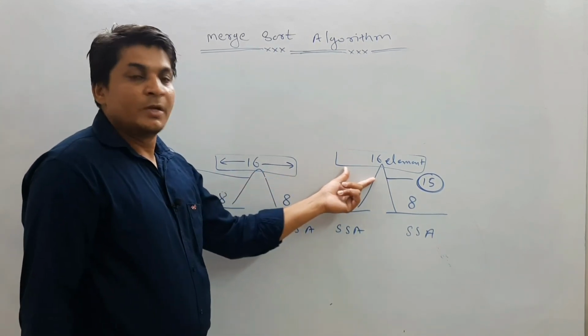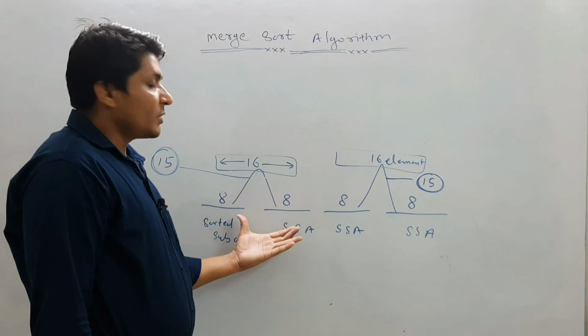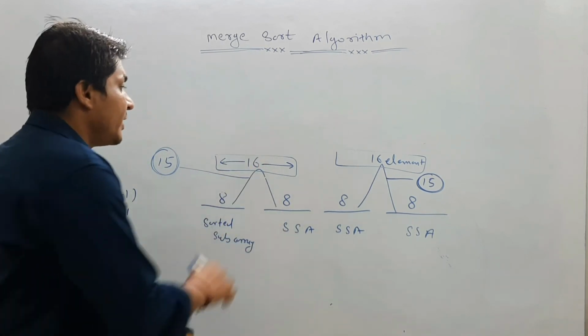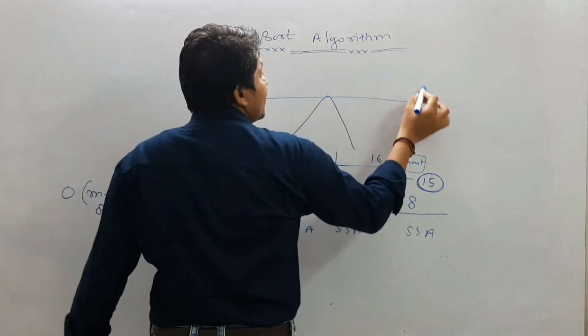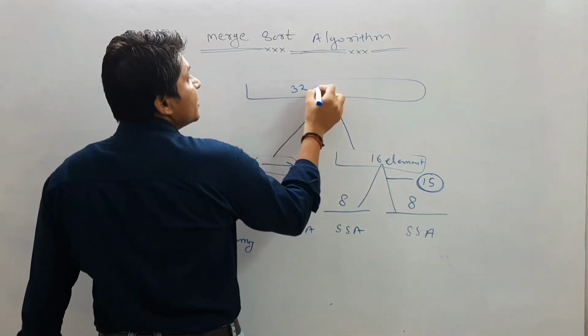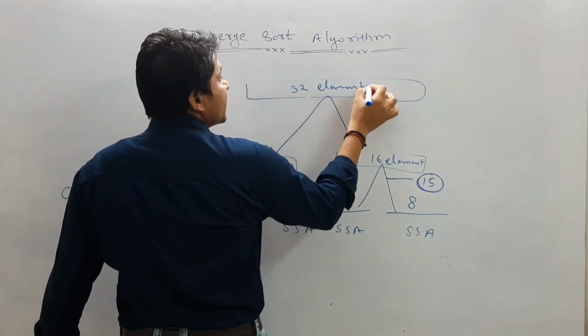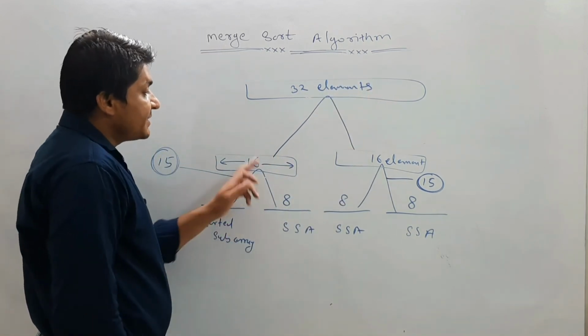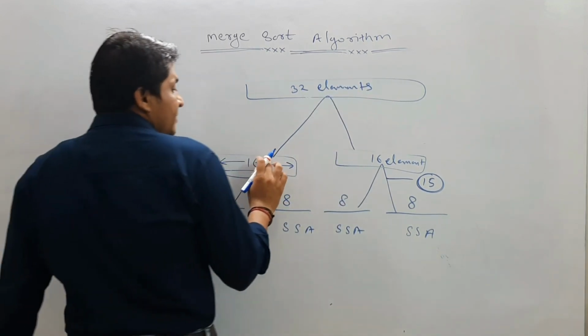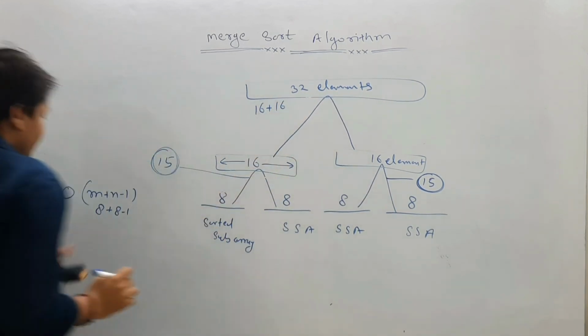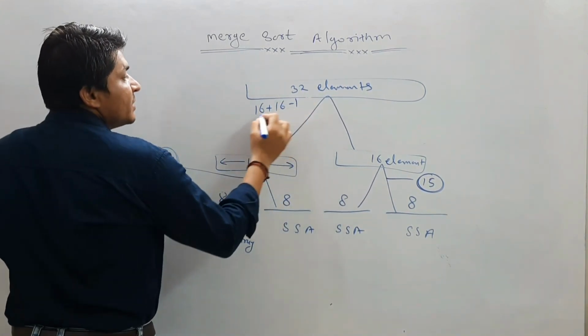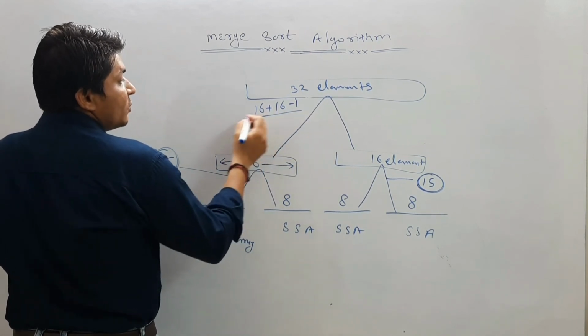We need to merge all these sorted subarrays into one common array. So now let us merge these again into one sorted array. The size of the array is going to be 32 elements, correct? But how many comparisons will it take? It will take 16 plus 16 minus 1, and if you calculate this, it is going to be 31.